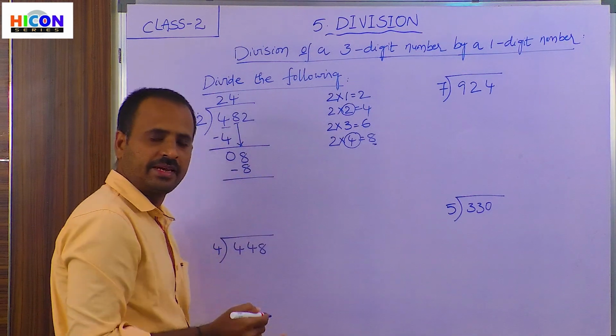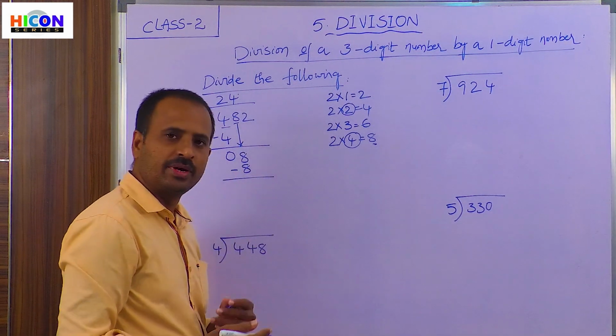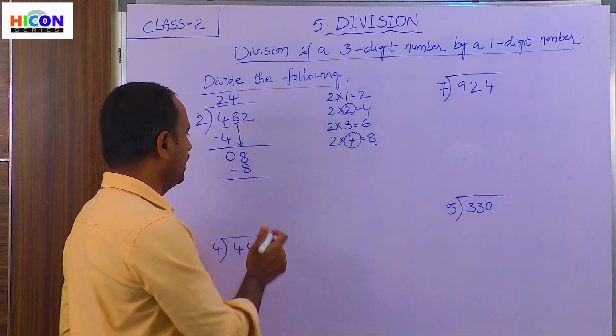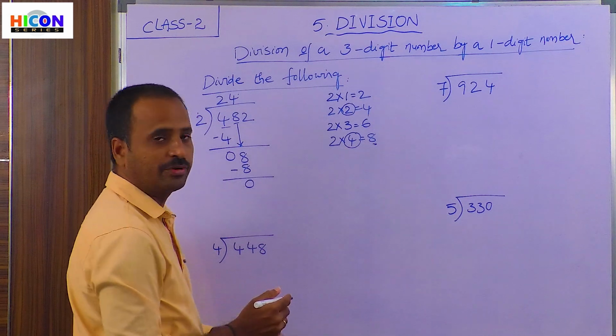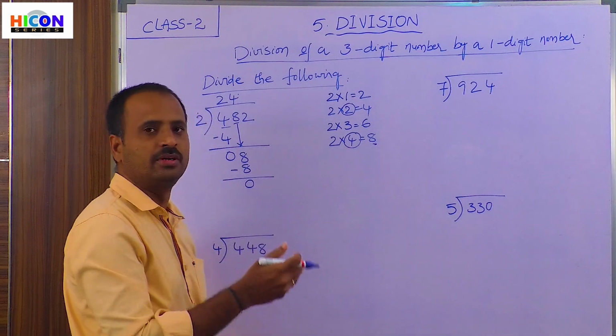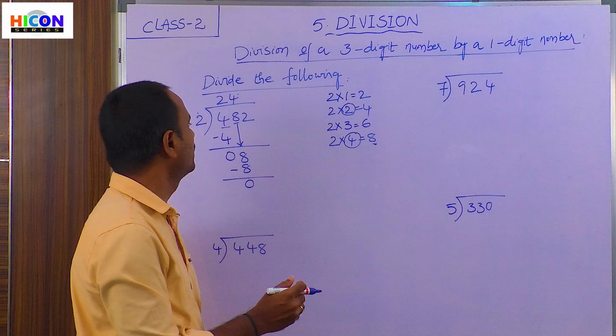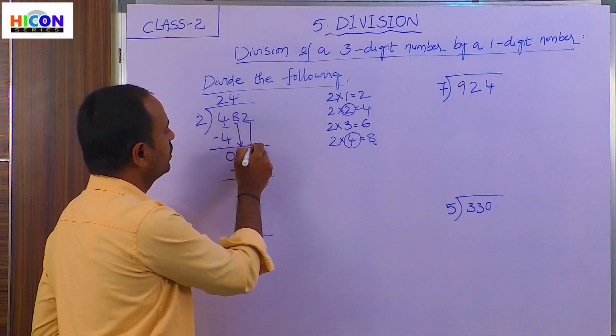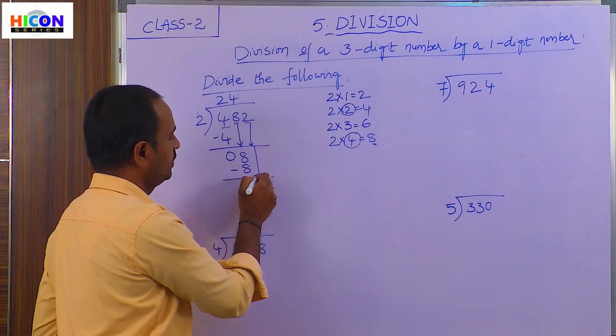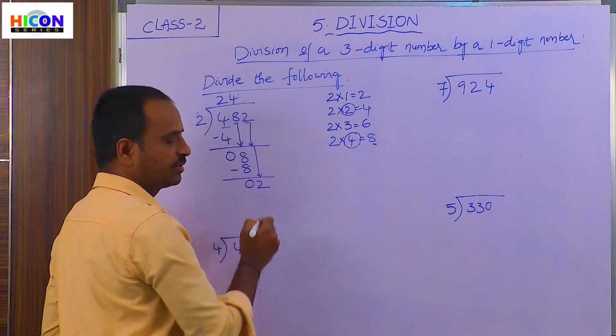So 8 minus 8 becomes 0. So write 0 below the second digit. And now the second digit is completed. Now bring down the third digit. What is the third digit here? The third digit in the dividend is 2. So bring down the third digit. So now the number becomes 2.